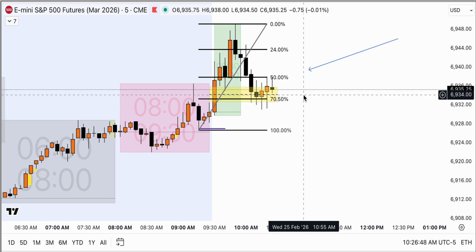So one of those things should happen before I take a trade to the long side. But if it disrespects the fair value gap, then that long trade is no longer feasible, right? It's just going to be dead.